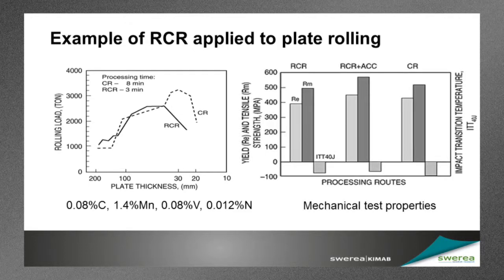If we turn to the quality of the products that are produced from these, they are very comparable with one another. These bar charts here show the yield stress, the tensile stress, and the impact transition temperature. The first one is the RCR process with air cooling. The second bunch are RCR processing with accelerated cooling. And then the third set are for controlled rolling. And you can see that the strength levels are very similar to one another. The impact transition temperature, which should be as low as possible, is somewhat lower in the case of controlled rolling, CR. But all of them are excellent in this regard.